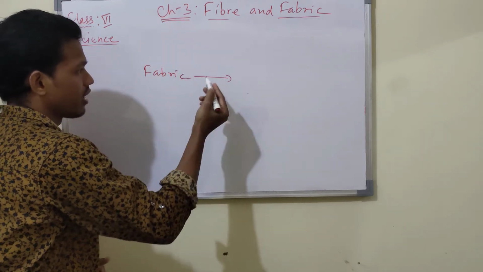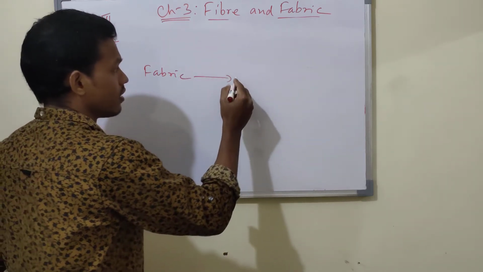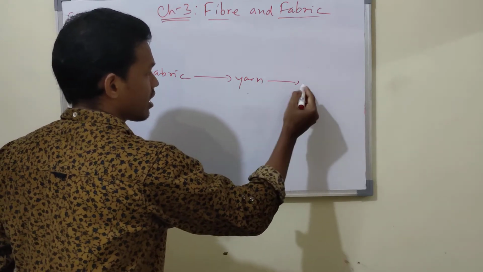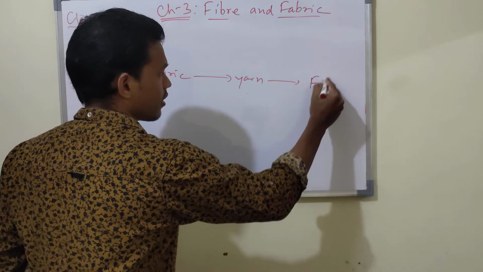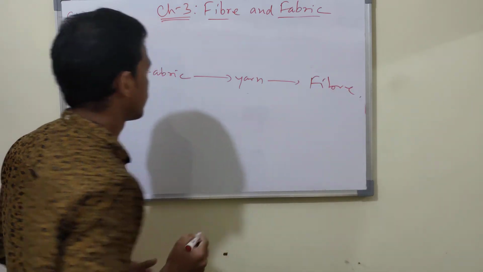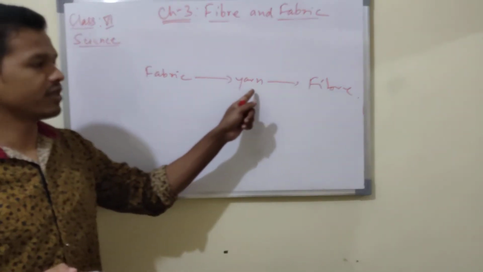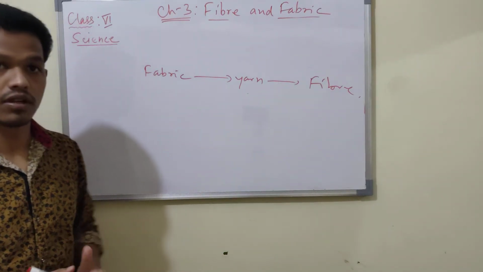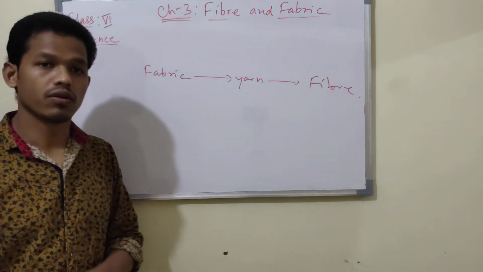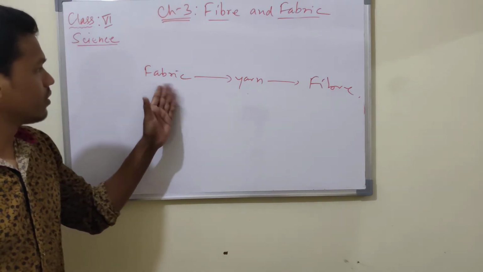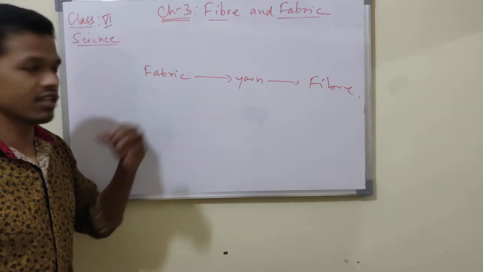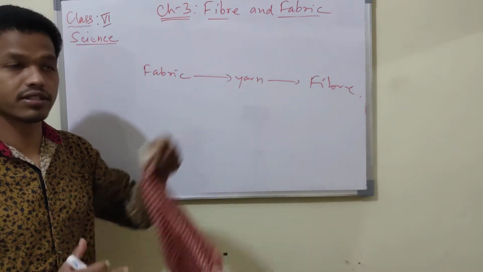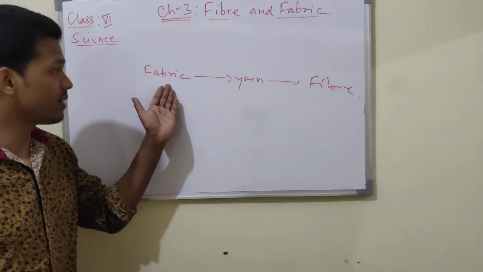Fabric is obtained from where? It is obtained from yarn, and this yarn is made up of fiber. Already we have learned: fabrics are made up of yarn, and yarn is made up of fiber. Fabric is nothing but our cloth, any cloth pieces. This is one type of fabric, and carpet is also a fabric.